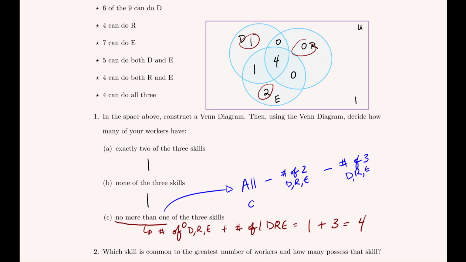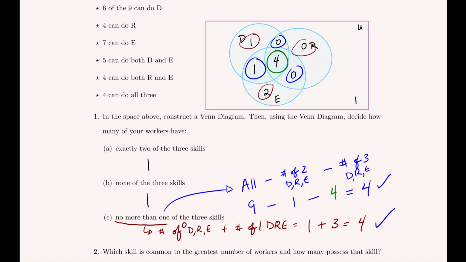All the workers together is 9, minus the individuals with 2 skills is 1, plus 0 is 1, minus the individual with 3 skills is 4 of those. Altogether, 9 minus 1 minus 4, 9 minus 5 is 4. So we get the same answer either way. Probably one method appeals to you versus the other. Just feel free to use that as you work similar problems.